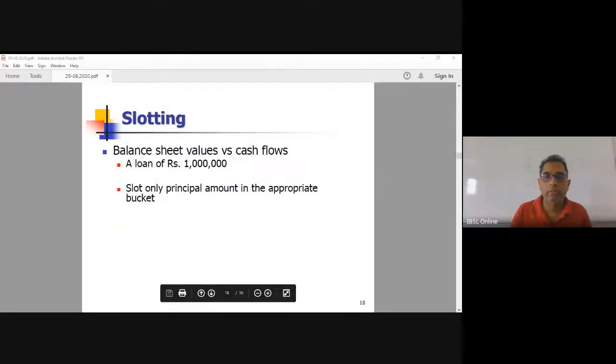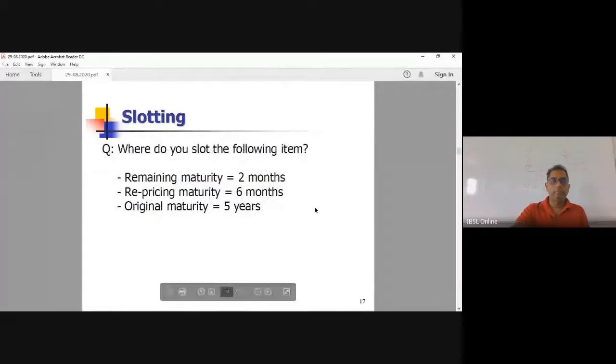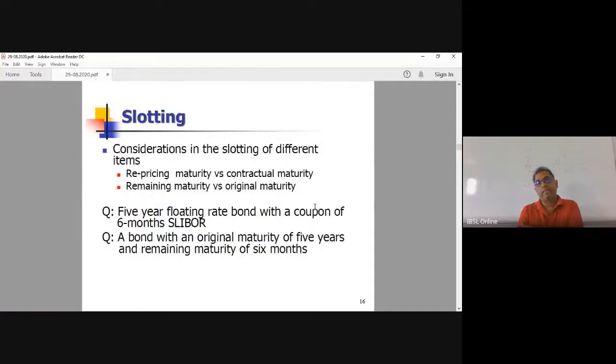Okay, so in the morning session so far, we discussed what gap analysis is. We've discussed how you look at a gap analysis and then determine whether you are positive gapped or negative gapped. We've discussed that all your asset allocation and your liability management or liability generation will depend on your view on interest rates, the shape of the yield curve and your expectations there. And then we discussed how to slot your various assets and liabilities based on your balance sheet maturity profile.